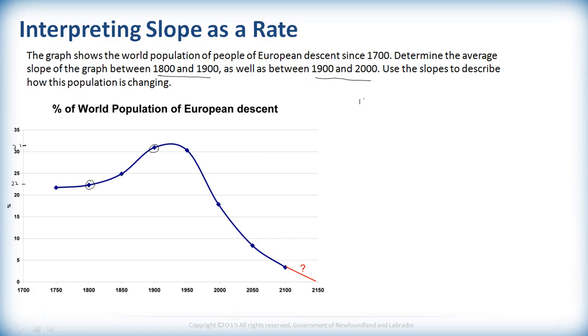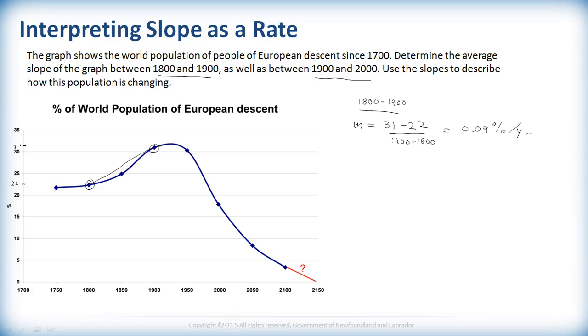So if we do that interval first, from 1800 to 1900, we're going to find the slope. So we're finding the slope basically of what we call a secant line, or an average slope for the graph. And that's going to be the difference between those two y-coordinates. So 31 minus 22 will be your rise, over 1900 minus 1800 will be your run. And if we plug and chug at that a little bit, we get about 0.09. And that's going to be percent for the vertical unit and year for the horizontal.